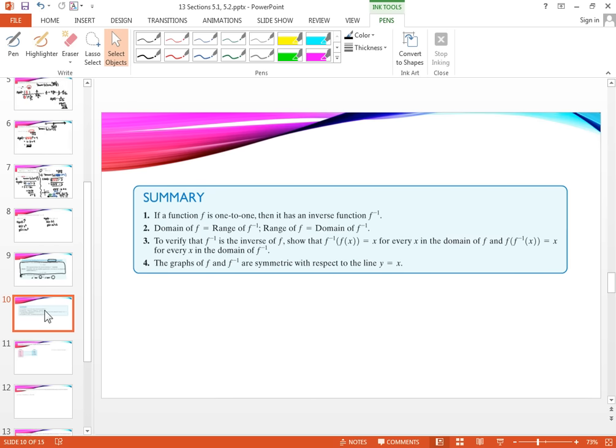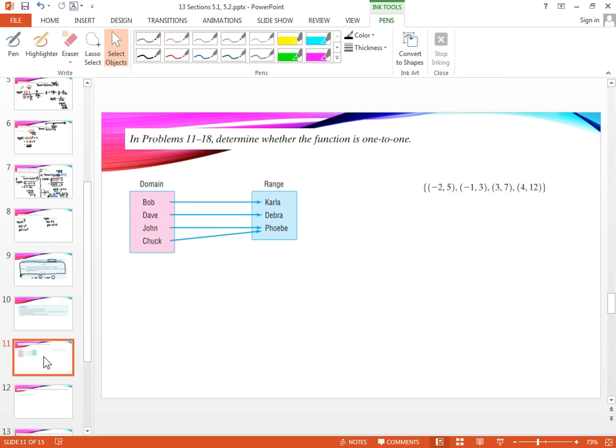And then again, 3 is finding that you've got an inverse and proving that you're right. And 4 here, show that you can graph it. They're invertible over the line y equals x. Okay, so look here. Real quick, are these one-to-one or not? So each x goes to only one y, makes it a function. So that's cool. But what messes up the one-to-one is this.